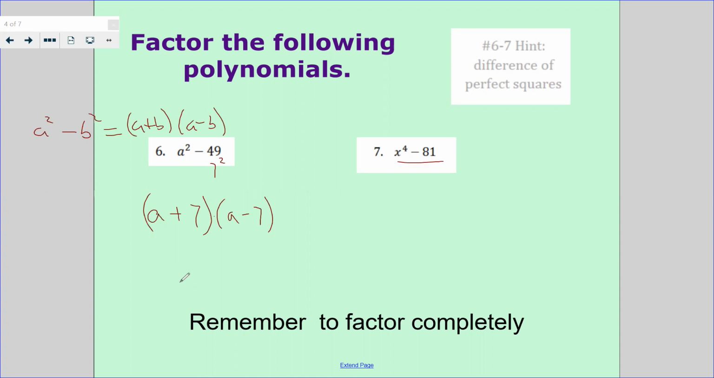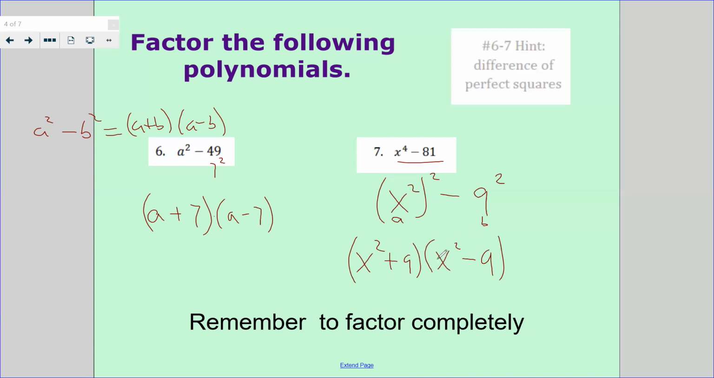Okay, now this one's a touch different because I have x to the 4th. But I could write x to the 4th as x squared being squared. So now we could say, well, this is like my a and this is like my b. So that's really x squared plus 9 times x squared minus 9. But when I say factor completely, I want to look at these new quantities and say, all right, can I factor these a little bit more?